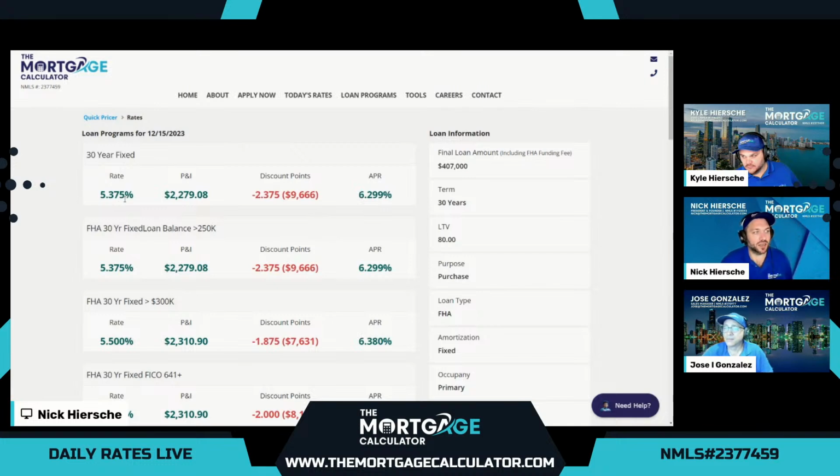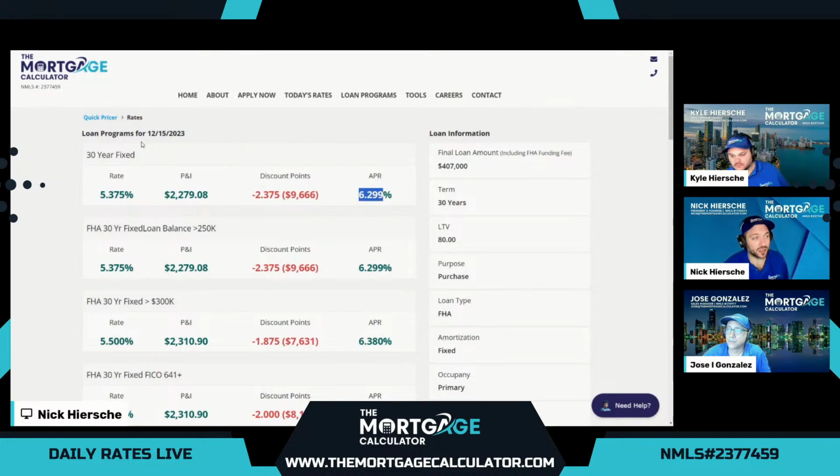So best option here, 5.375 rate, 2.375 discount points in cost, puts the final APR at 6.299. That's almost identical to conventional there, so not much difference today. But our customers might want to look at both programs if you qualify for both, and the customers that need to use FHA, definitely some cool changes to the MI that is included in the APR here. There's an upfront mortgage insurance and a yearly mortgage insurance.